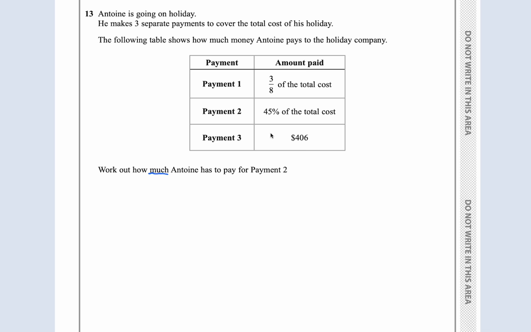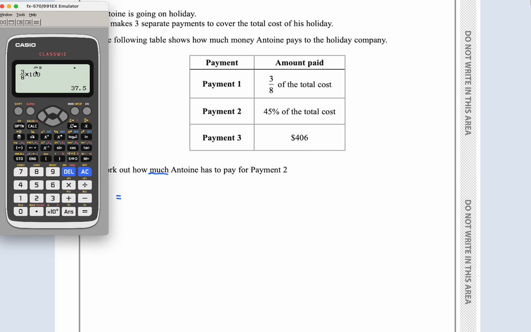So ideally, if we can figure out what fraction or percentage is payment three, we can then figure out how much is payment two. Okay, so what I'm going to first do is change everything into percentages. 3/8 is equal to 37.5%, because to turn 3/8 into a percentage, you just multiply by 100.